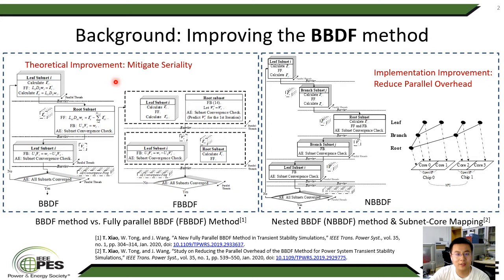In our previous studies, we tried to improve the traditional and widely used parallel simulation method, the BBDF method. In the BBDF method, the original network is divided into several subnets and one Carnot network. Since they form a tree-like structure, here we call the original subnet the leaf subnet, and call the Carnot network the root subnet. The workflow of the BBDF method is shown.